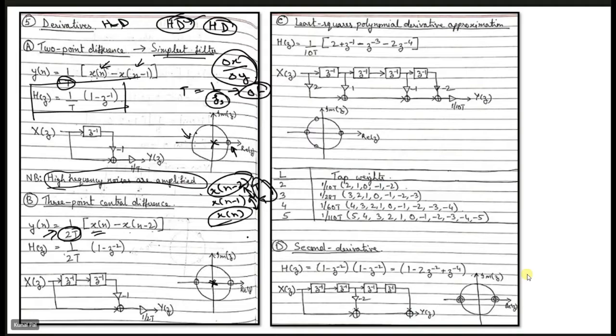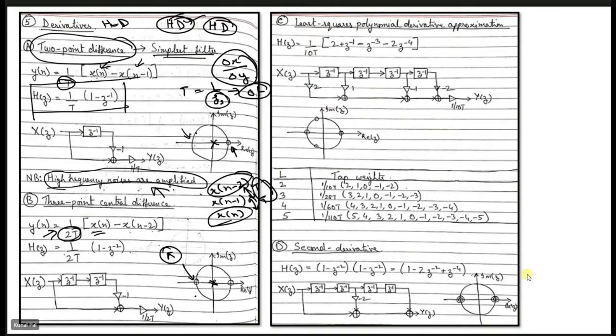Now, in this case, we have a zero at pi. Hence, this 3-point central difference filter would suppress the high frequency noise component. They will not be amplified, which was one of the important disadvantages of the 2-point difference derivative filter. So in the 3-point central difference filter, the high frequency noise components can be suppressed.